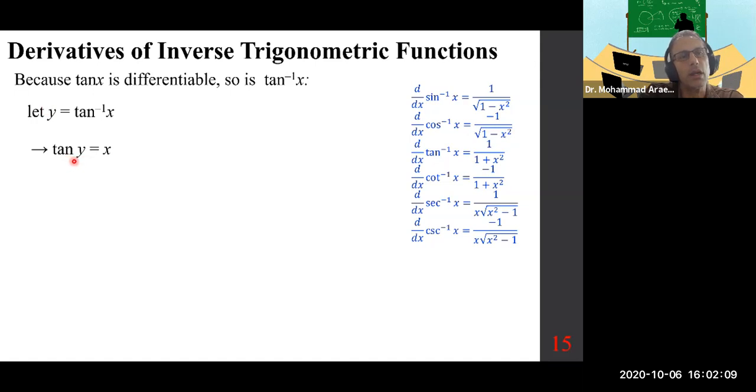Okay, so again, I don't know the answer to that. We just want to get here. We want to prove this. So tan y equals x by definition of an inverse trigonometric function.